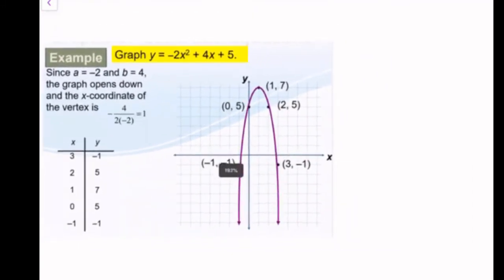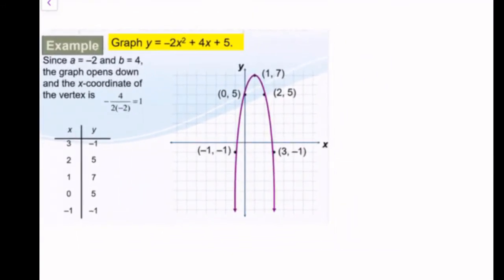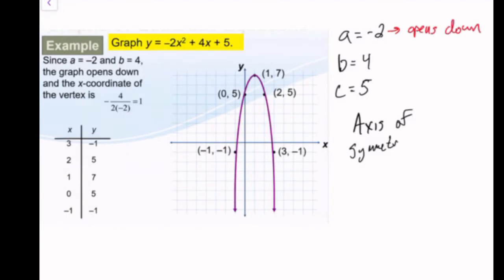Let's analyze the next example of our quadratic equation. We have the equation y equals -2x squared plus 4x plus 5. Let's identify the a, b, and c value. The a value is the number in front of x squared, or -2. The b value is the number in front of x, or the coefficient, +4. And the c value is the constant with no variable at all, +5. The -2 tells us the graph opens downward.